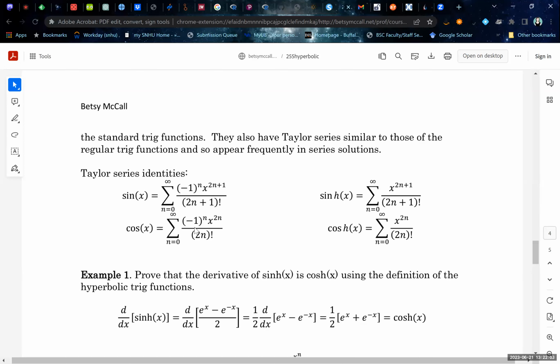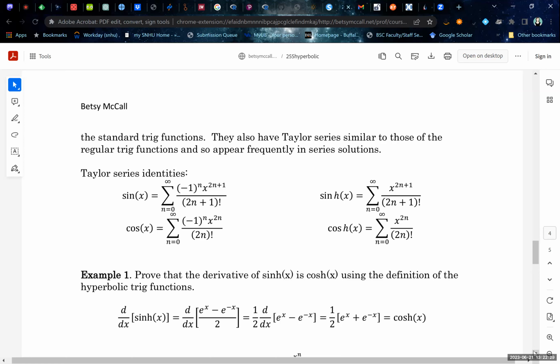So these are all even terms. 1, x squared over 2 factorial, x to the 4th over 4 factorial, but the signs alternate. So 1 minus x squared over 2 factorial plus x to the 4th over 4 factorial minus x to the 6th over 6 factorial. But in the hyperbolic cosine function, the Taylor series is the same, but it's all pluses.